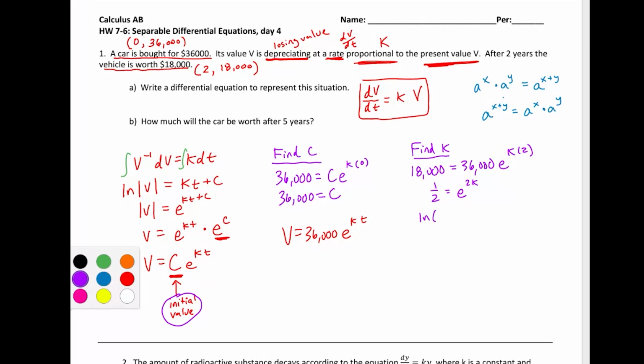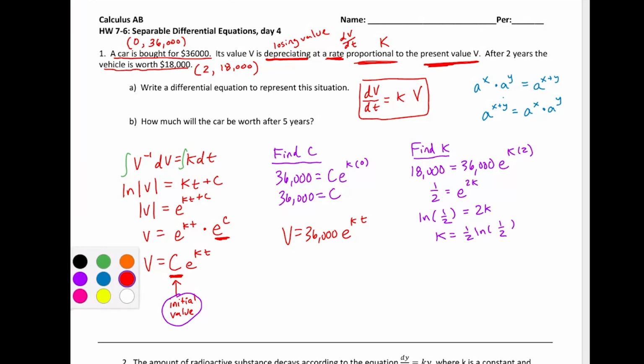And then to isolate that exponent, I need to take the natural log of both sides. So I have the natural log of, maybe I'll just rewrite this as 0.5 just because the fractions are taking up a little bit more space than I'd like, equals 2k here. And then I'll divide both sides by 2. So k is half of the natural log of 0.5. I guess I'm kind of mixing up decimals and fractions here, so maybe I should stay consistent. Maybe I will go ahead and just stay with that fraction. Okay, so that's my k value.